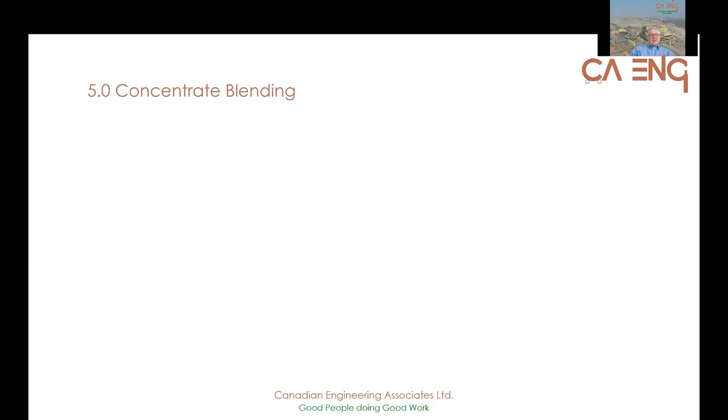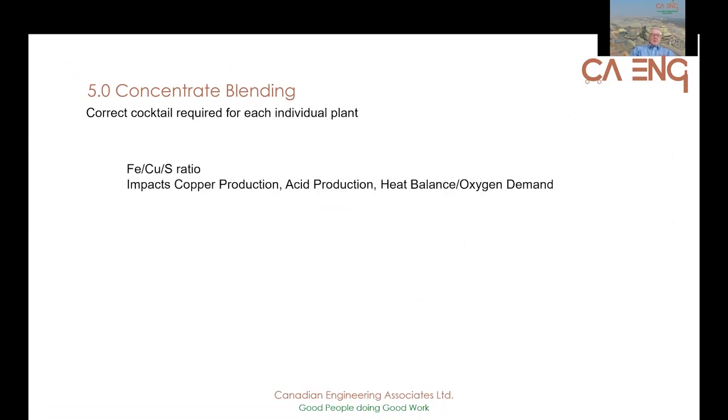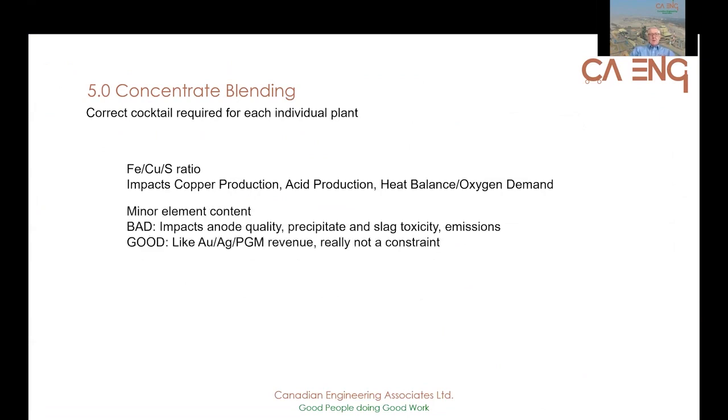So concentrate blending is everything for the custom builders. The correct cocktail is required for each individual plant. You know, the big ratios, iron, sulfur, and copper are very important because that affects the copper production, the acid production, the amount of tonnage oxygen you need, and the overall heat balance and running of the plant. So that's obviously the big one.